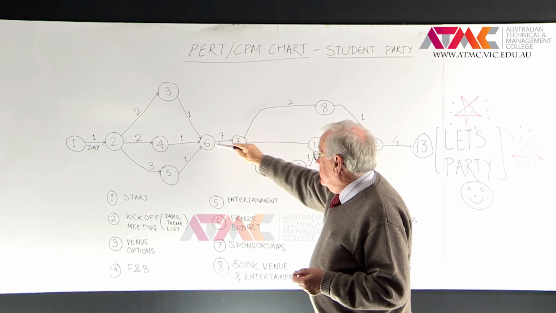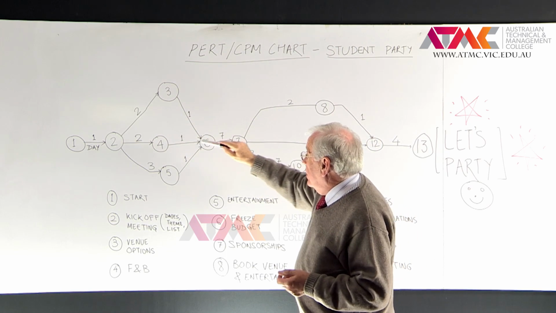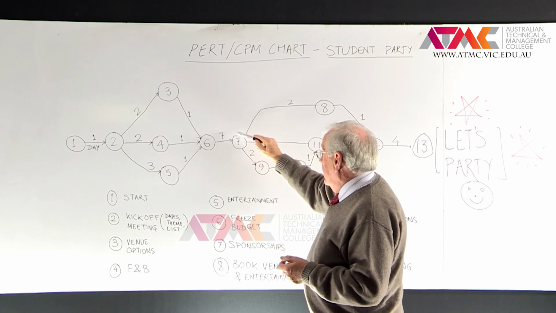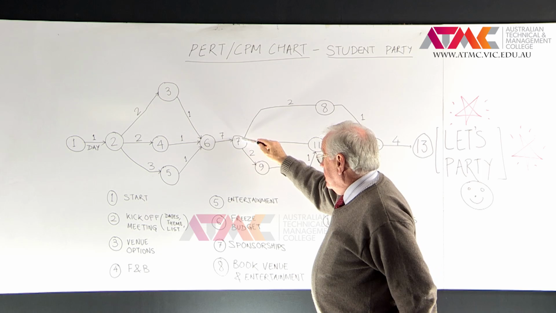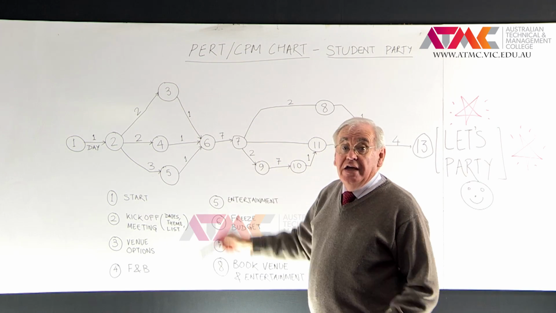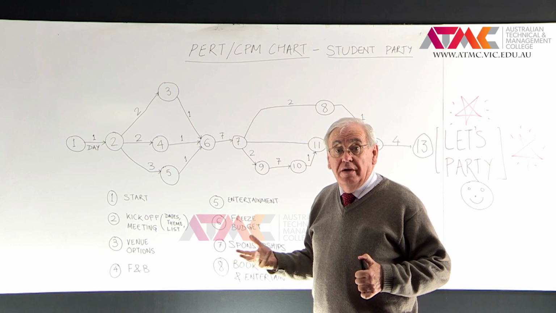That's number 7. You can see how it's all in order: 1, 2, 3, 4, 5, 6, 7. Now we look for sponsorships. We know how much it is. Let's get the money. Now that might take 7 days. It might take a fairly long time.